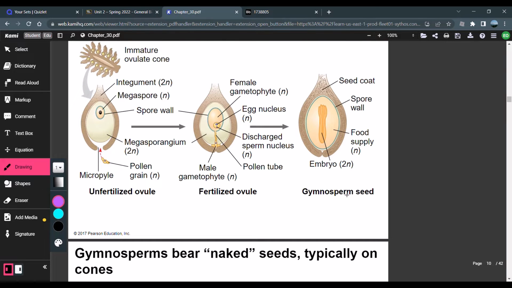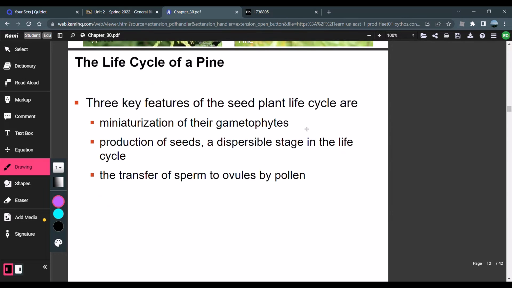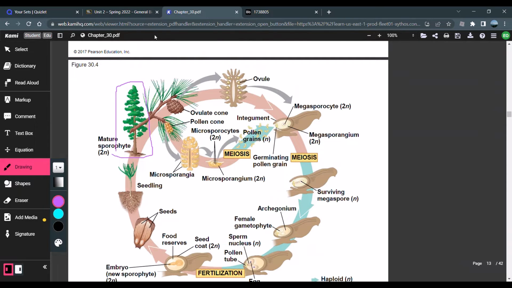Here's a gymnosperm seed with its food supply, the embryo, the seed coat, and the spore wall. So here we'll be talking about the pine cones. When we think of pine cones, we usually think of this right here, and that is actually a female or ovulate cone.